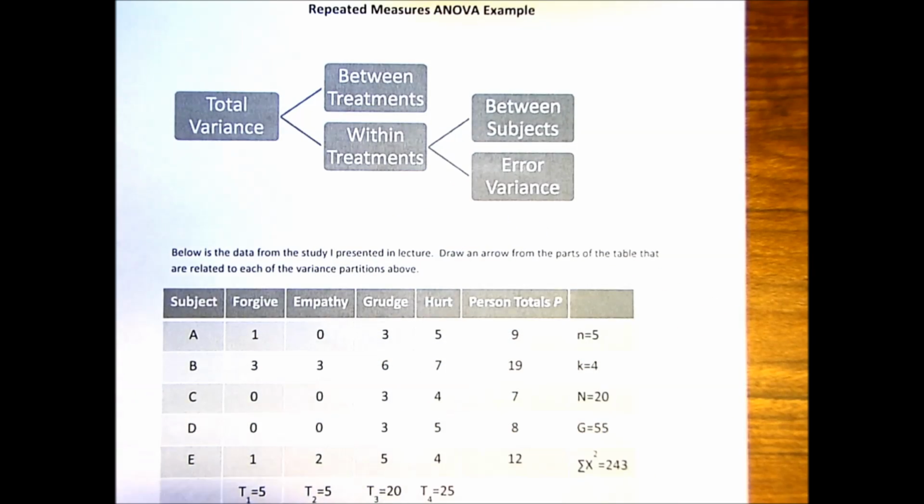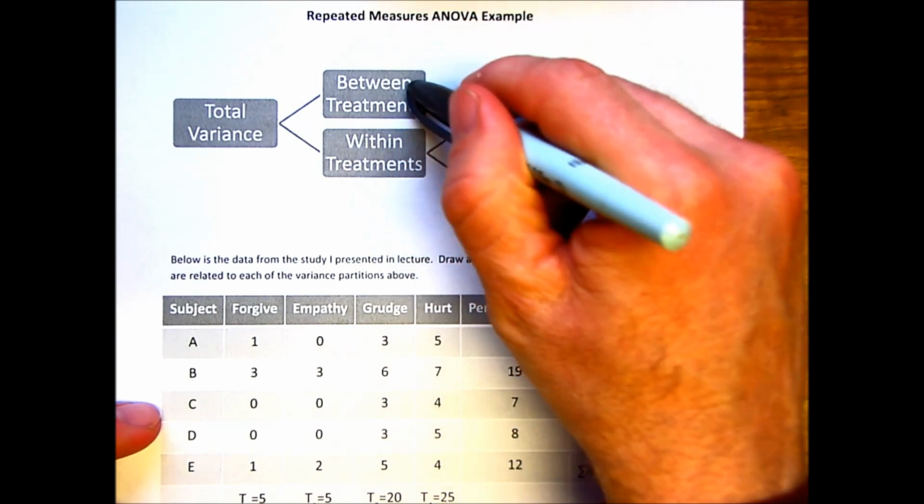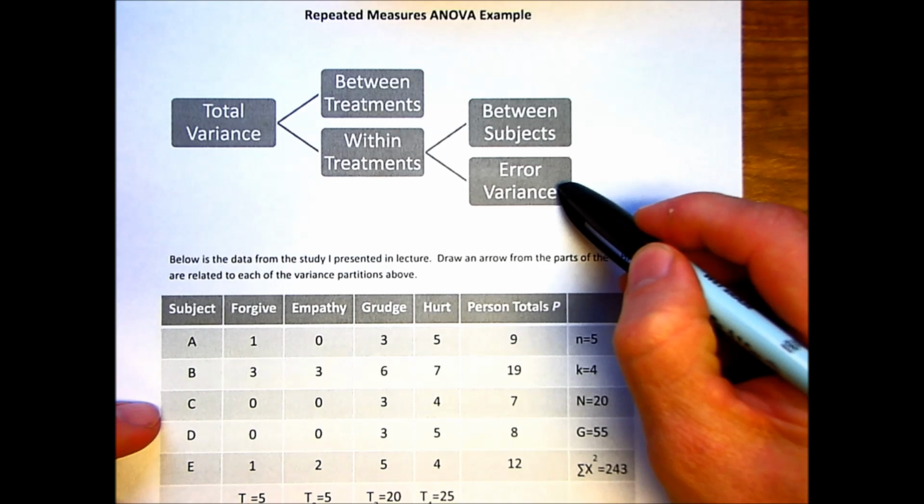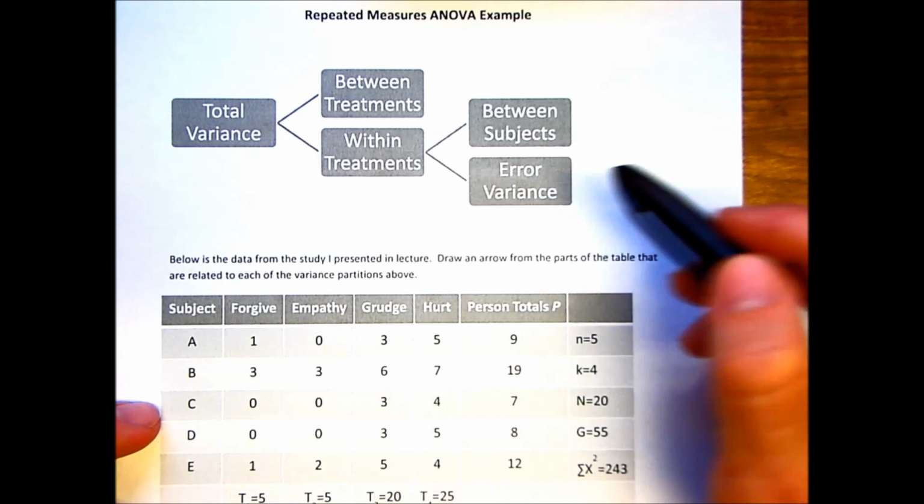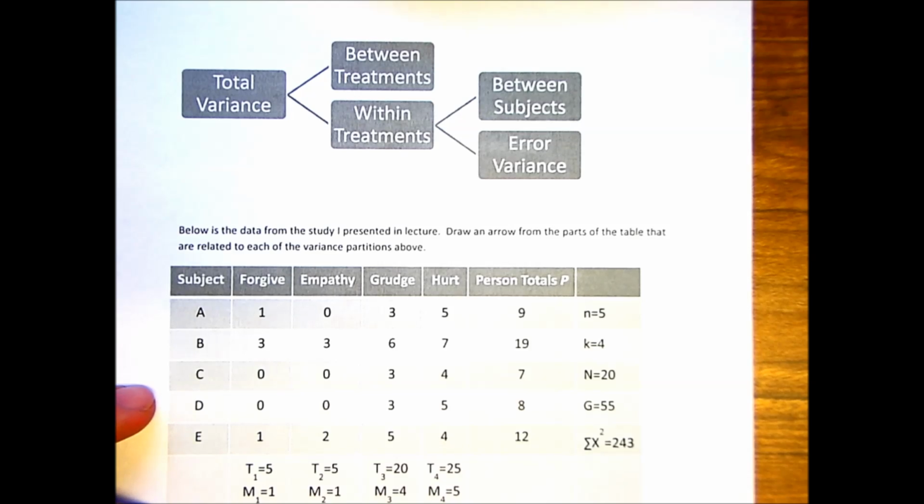So in this formula, we'll be taking the between treatments and dividing that by the error variance to get our F ratio. Now, that part is what's different compared to the one-way ANOVA.